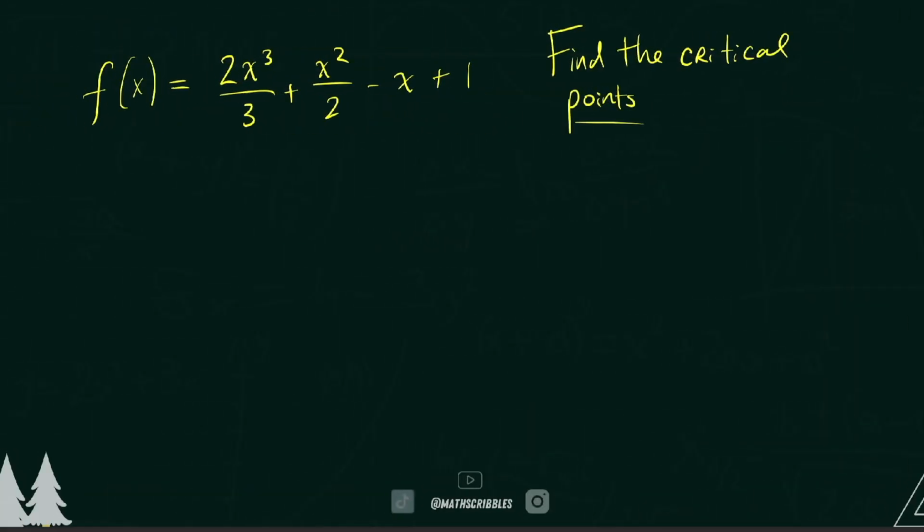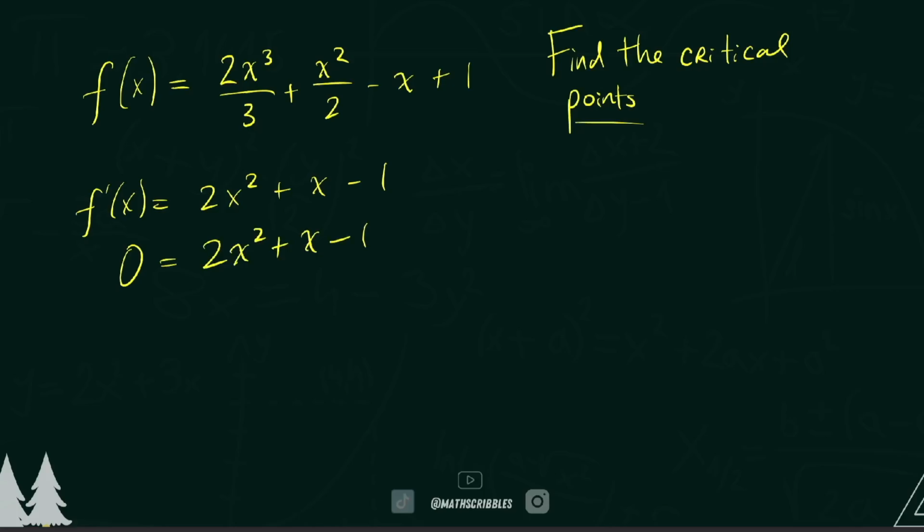So here's a pretty easy function for f of x, but I think it's a good starting point to talk about critical points. The first step to find the critical points is to always take the derivative. In this case, it looks like we got 2x squared plus x minus 1. Then we want to set this equation equal to 0 because we want to find the values that make this derivative equal to 0. So we obviously have to go ahead and factor. It looks like we got 2x minus 1 and x plus 1.